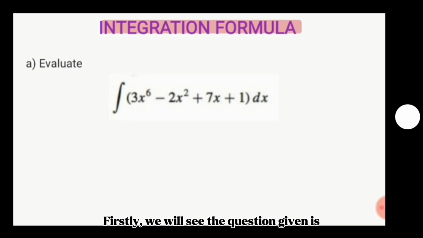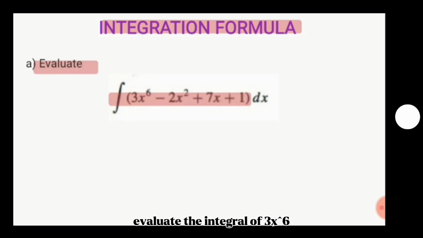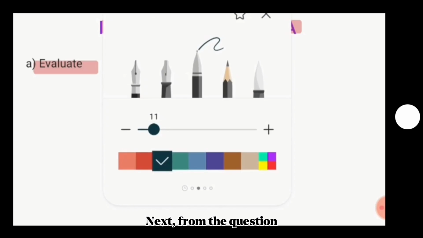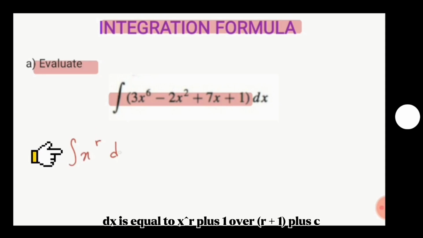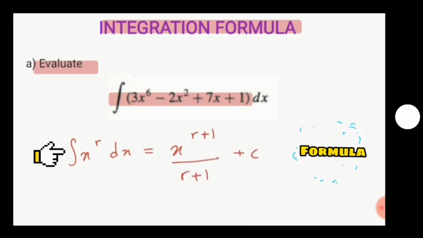Firstly, the question given is: evaluate the integral of 3x minus 2x squared plus 7x plus 1 dx. Next, from the question, we will see what formula we should use to solve this question. This question is a basic integral, so we will use the formula: integral of x^r dx is equal to x^(r+1) over r plus 1 plus c.